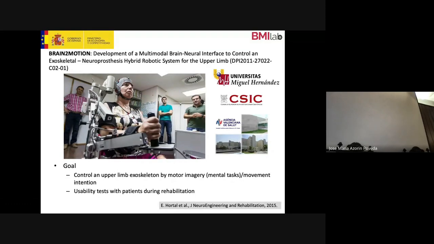The goal was basically to move the upper limb of the person by using an exoskeleton, and to do that, we try to decode the brain signals of the person. We do that by following two different approaches. One approach is based on detecting the motor imagery of the person, and the other is based on trying to detect the intention of moving the arm before the movement really happens. Also, the goal was to do some kind of usability test with patients in order to check if the patients were able or not to command the exoskeleton.